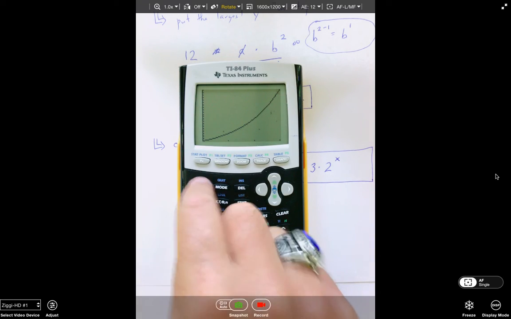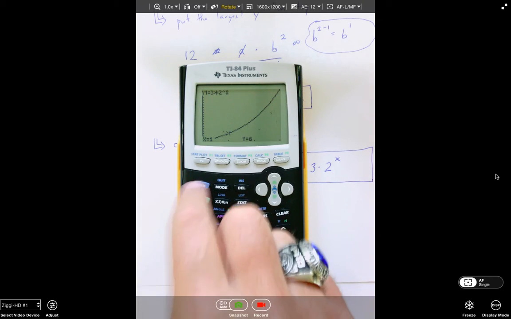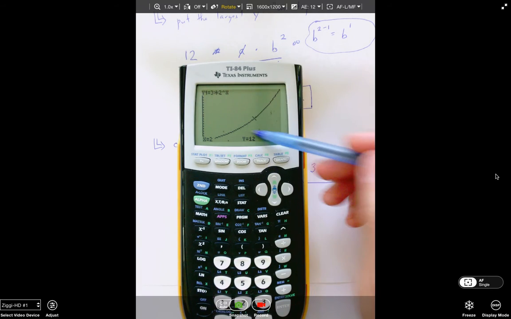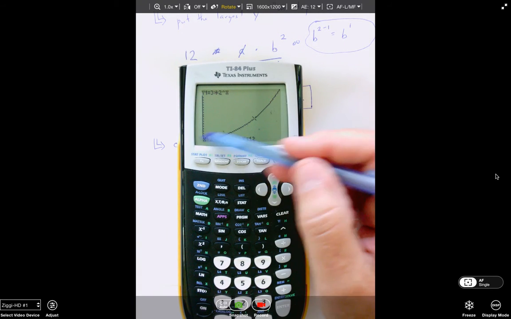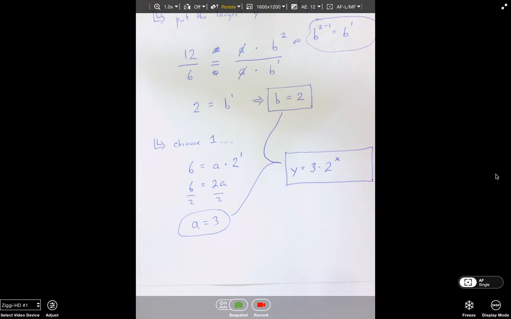Come in, let's see if it indeed does go through the points that we have. What's the value when x is equal to 1? Well, it better be 6. And what's the value when x is equal to 2? Well, it better be 12. And it is. So we see our y values right here. Okay? Now, what does this allow us to do? It allows us to set a foundation for working tougher problems.